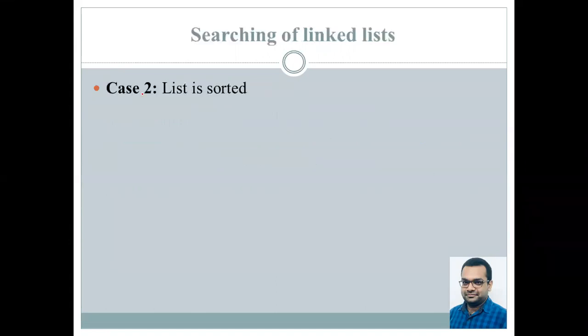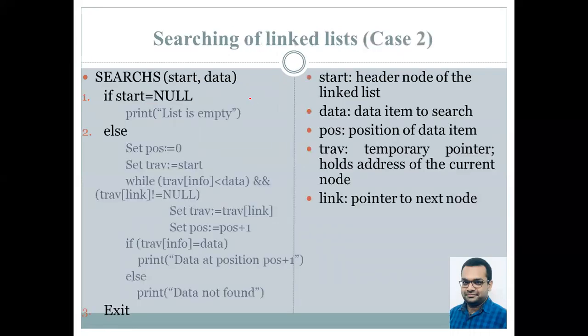Now our case is that the list we are given is sorted. So with the information that our list is sorted, we can save some iterations of our while loop. We have called our procedure search S, where S stands for sorted. We are given the start, that is the address of the first node, and the data value that we want to search. We'll initially check if start is null, and if so we'll print that the list is empty. If this is not the case, we'll initialize the value of position and initialize the value of traversal.